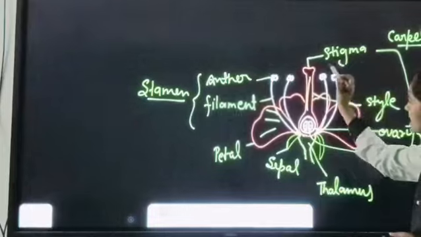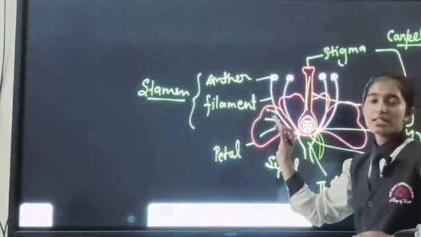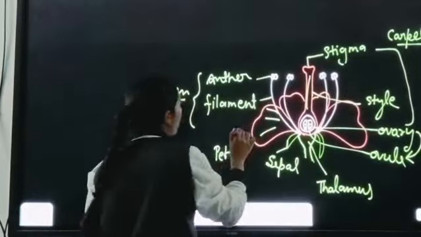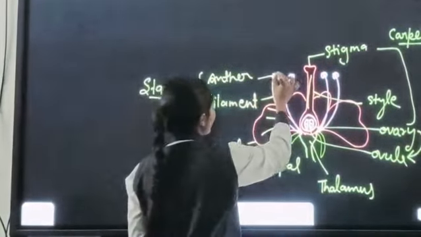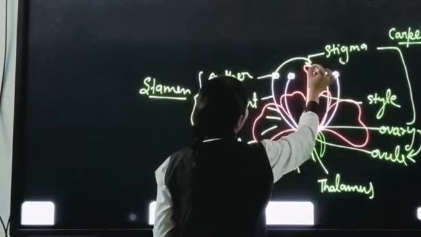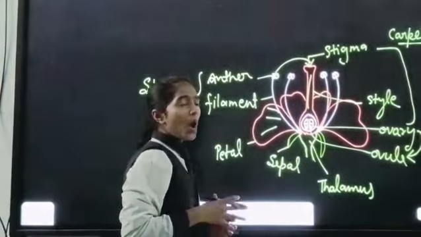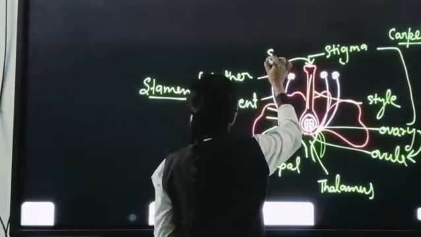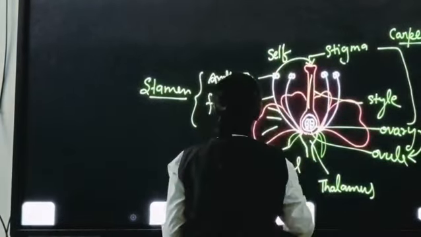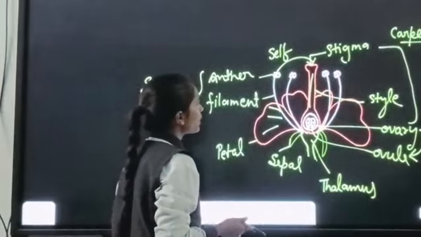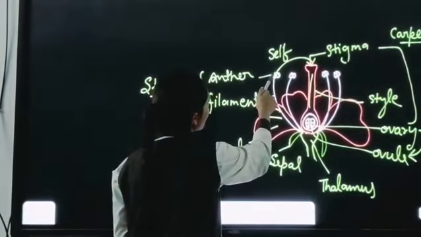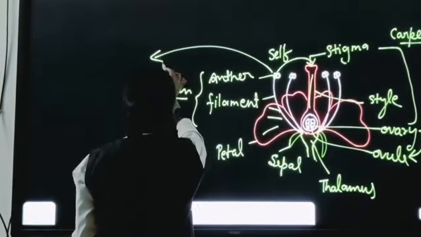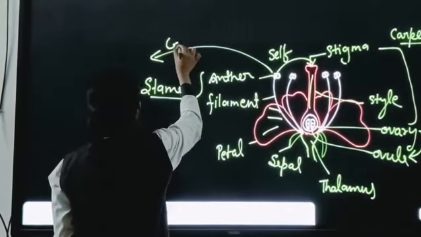Now, this pollen grain that I told you is the male gamete, when it reaches the stigma of the same flower, then it is self-pollination. And cross-pollination is when the pollen grain from here goes to the stigma of another flower.